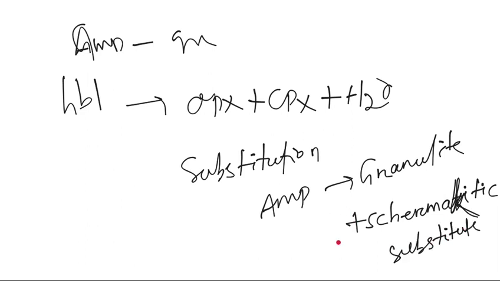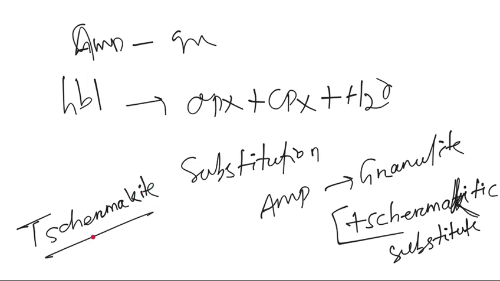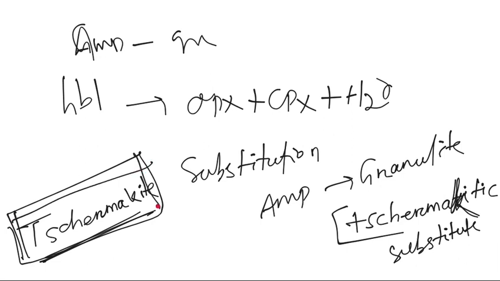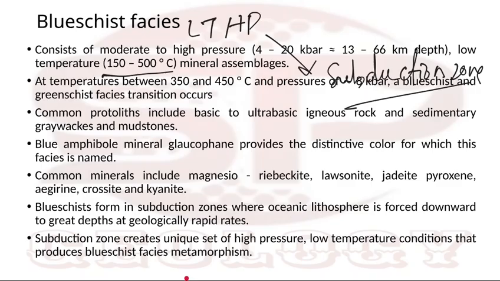Because a characteristic mineral, sarmakite, is formed in granulite phases. Okay, I will upload that reaction. So that is called sarmakitic substitution. So you can write down that in granulite phases, sarmakitic substitution takes place. Okay, it is not written here.